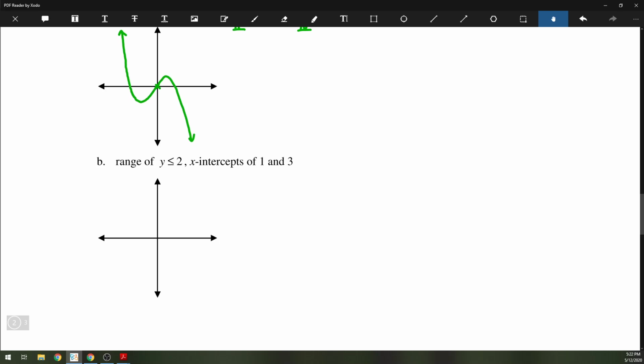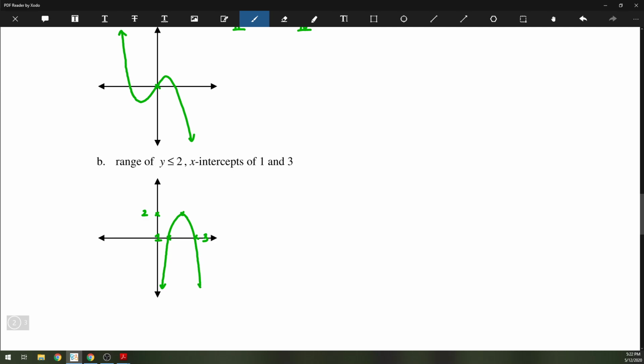Next up, the range is less than or equal to 2, so this is going to be a quadratic function for us. So here's 2. X-intercepts of 1 and 3, so let's just go with 1 here on the left and 3 on the right. And you can draw the vertex right at y equals 2, and it will be a parabola that opens downwards.